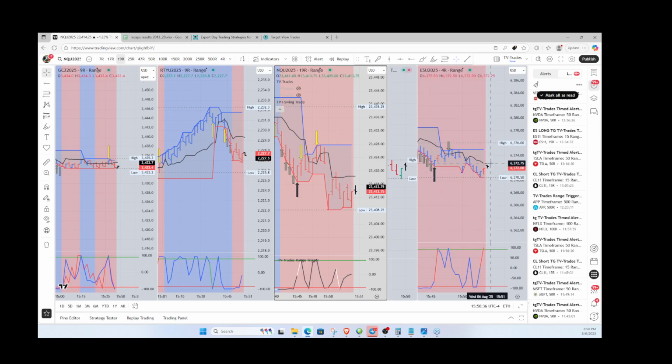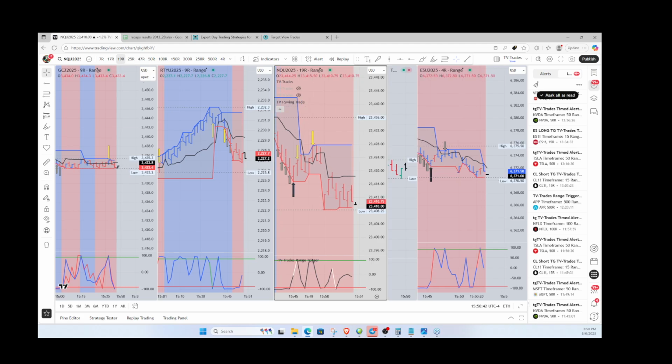We need to hit the midpoint, get a down close on the NQ. We didn't hit the midpoint yet on the NQ. We need to hit the midpoint, get a down close. We didn't get it there. We didn't get it on the... I'm sorry, that was the ES. We didn't get it on the NQ or the ES. Sorry, I have the ES and the NQ backwards here. But we didn't get it on either one of those.